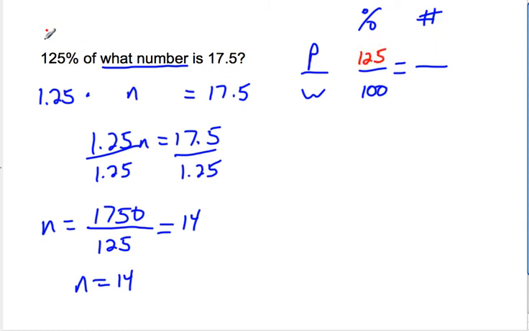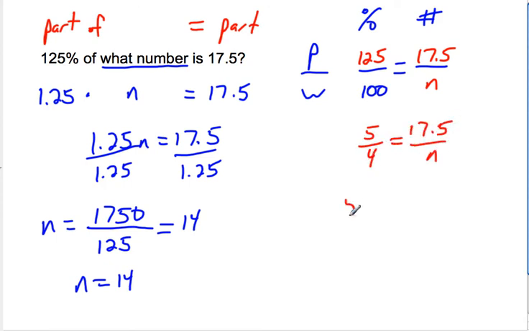And let's see. So part of something is part. So we know the part has to go as 17.5, and the number that we're looking for is right there. So we solve with cross products. It's nice to reduce first, so I'm going to say 5 over 4 equals 17.5 over n. That just leaves us with some smaller numbers to multiply together. So 5n is going to be equal to, what is this, 70, I guess, and then n is going to equal 14.